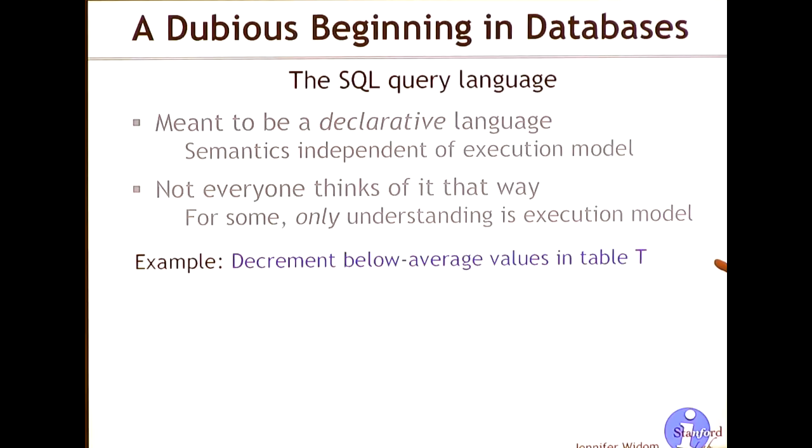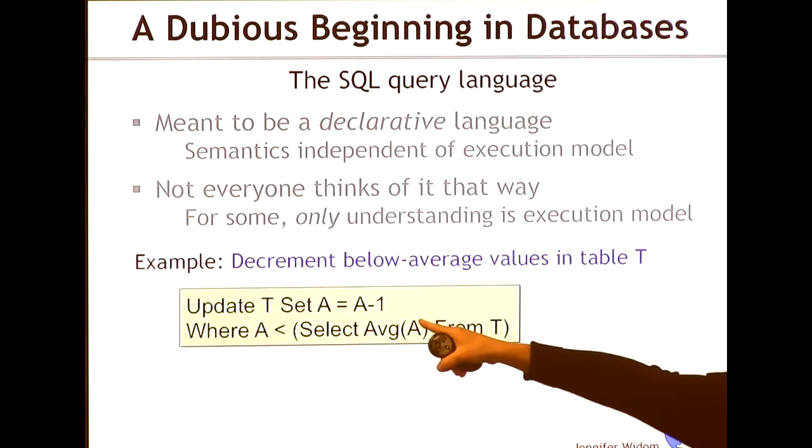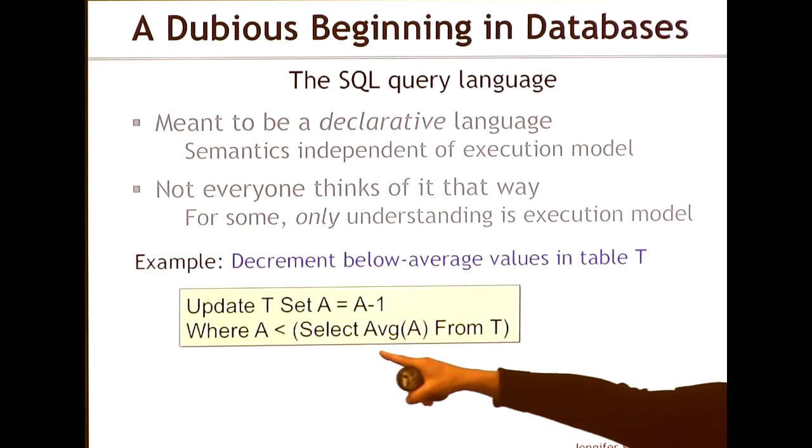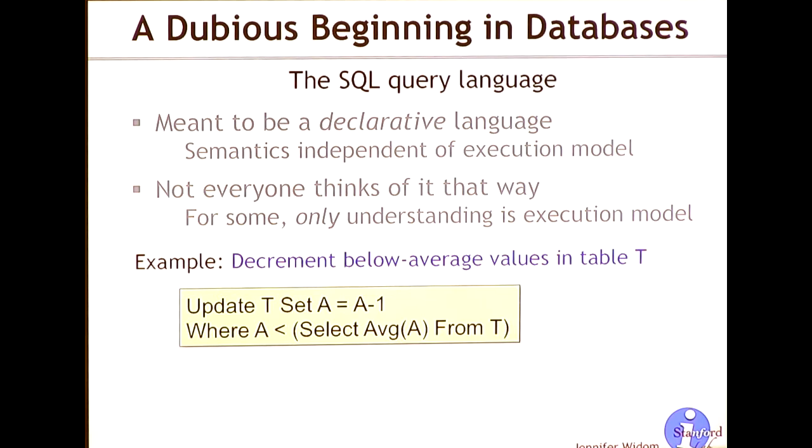All right, now we're going to get very concrete. We have a table called T. T has one attribute. I think I might call it A. I can't remember. And we are going to write an update command to decrement all the values in T that are below average, okay? Easy. If I ask you to write that in SQL, I think most of you could probably do that. Oh yeah, it is called A. I update table T. I set A to be A minus 1, where A is less than the average value in T. Okay, everybody with me here? Even if you don't know SQL, you're probably with me.